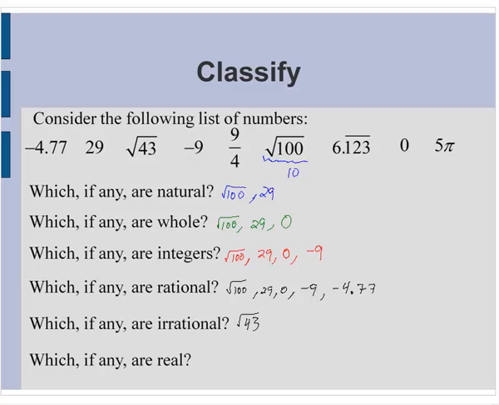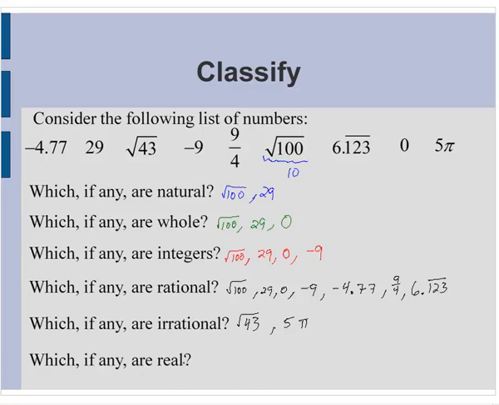Negative 9 is taken care of. 9 over 4. 9 is an integer, 4 is an integer. 9 over 4 is rational. Square root of 100 is taken care of. 6.123 with a bar on the point 123, that's rational, a repeating decimal number. 0 is taken care of. 5 pi. Well, we know that pi is irrational. Any multiple of pi is also irrational. So 5 pi would be irrational.